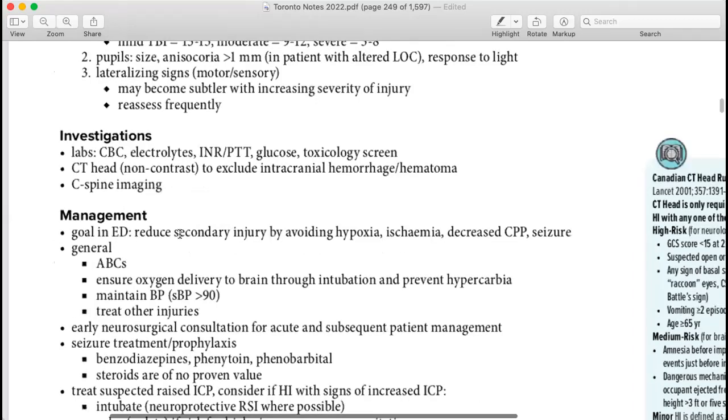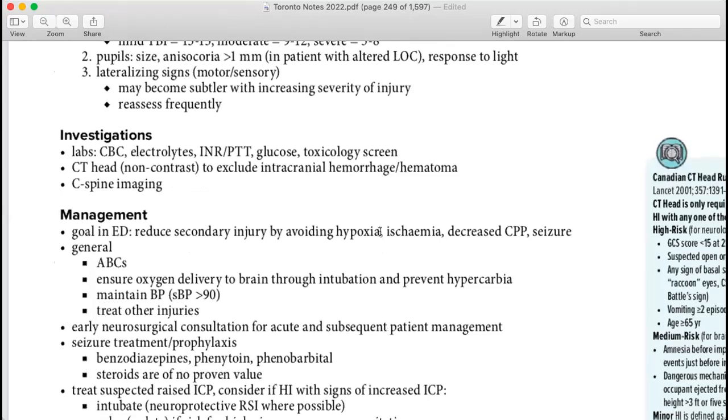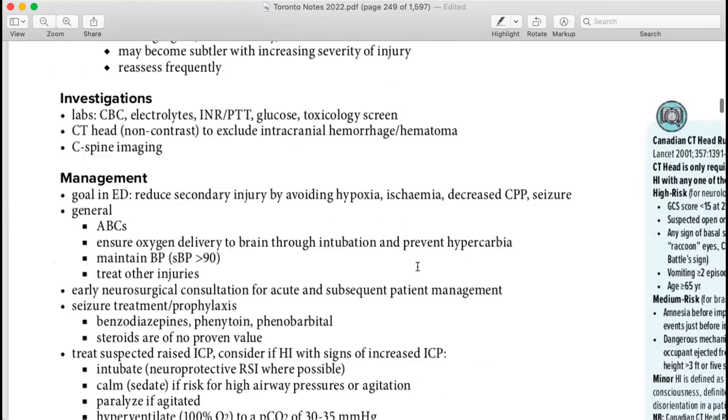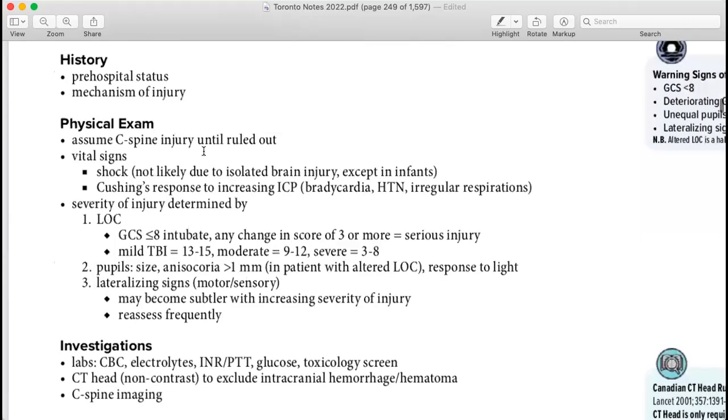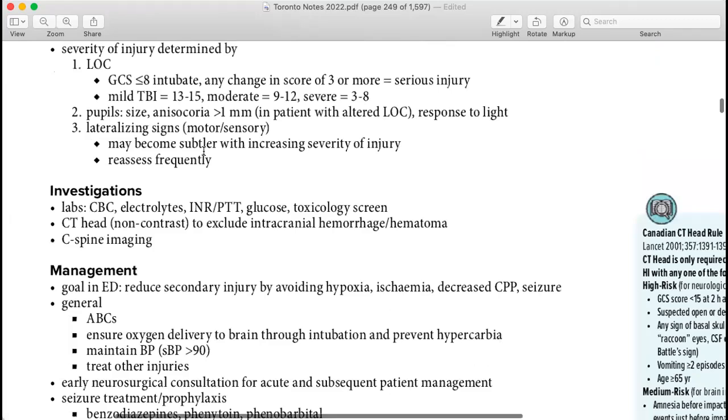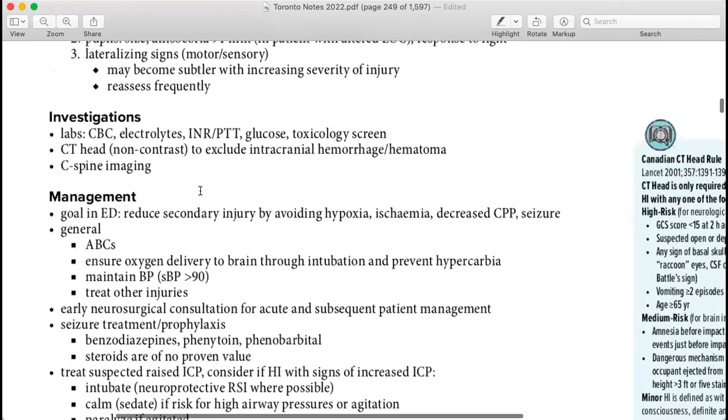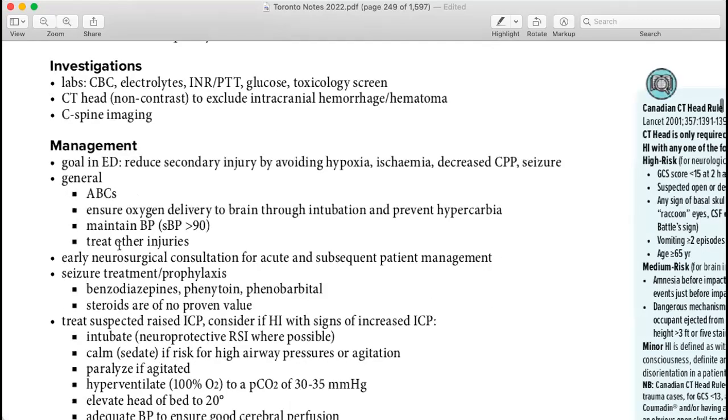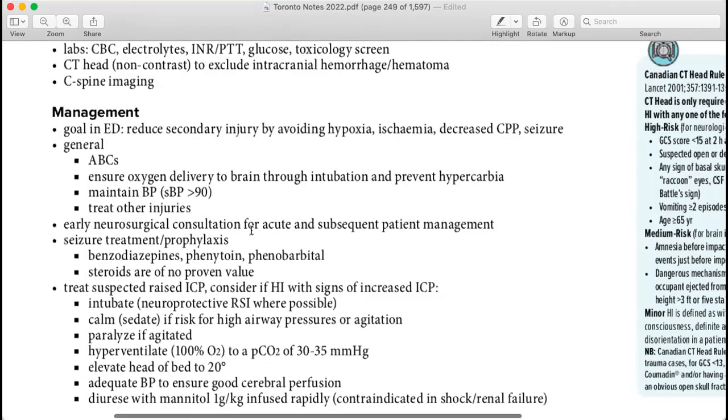Management starts with the primary survey. The goal in the emergency department is avoiding hypoxia, ischemia, and decreased CPP. You start with ABC because this is basically the assessment of the brain injury: airway, breathing, circulation. Airway might be disturbed. Ensure oxygen is adequately applied and intubation is done, because if GCS is less than 8, intubation should be done right away. Treat other injuries, then early neurological consultation for acute and subsequent patient management.